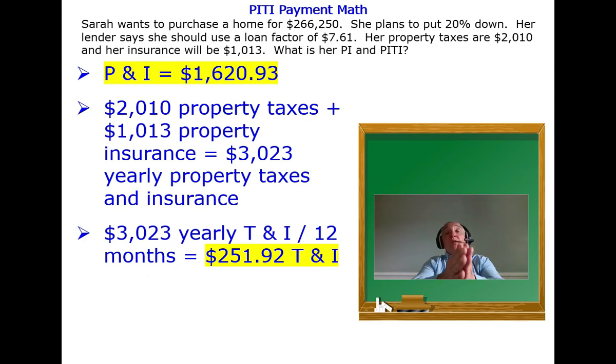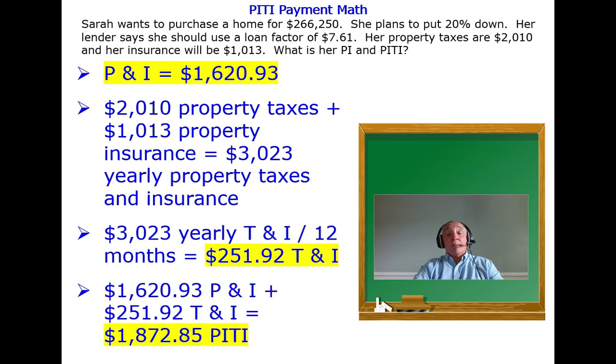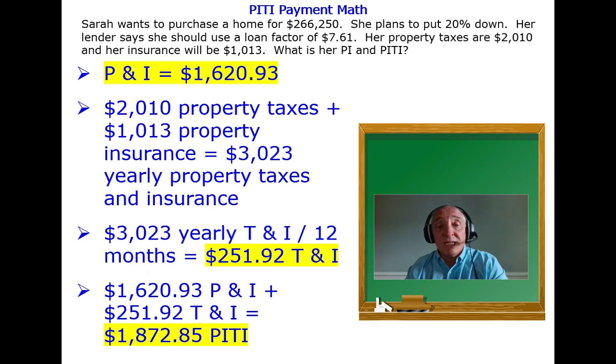We add that to the $1,620.93. Bada bing, bada boom, $1,872.85. That's our PI and our TI. Remember, the number that we need for amortization is $1,620.93. We need that number because that number contains principal and interest.